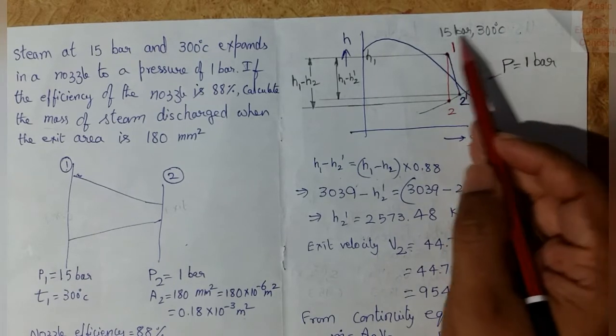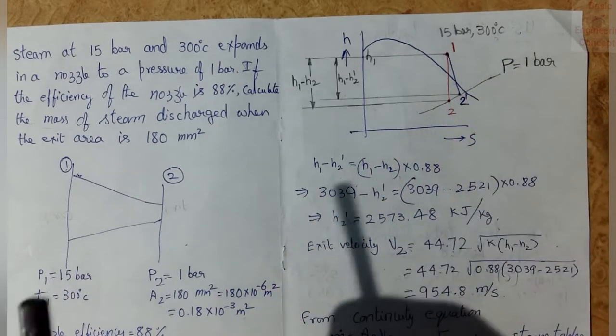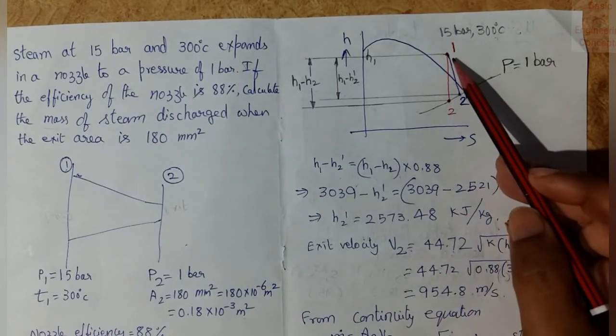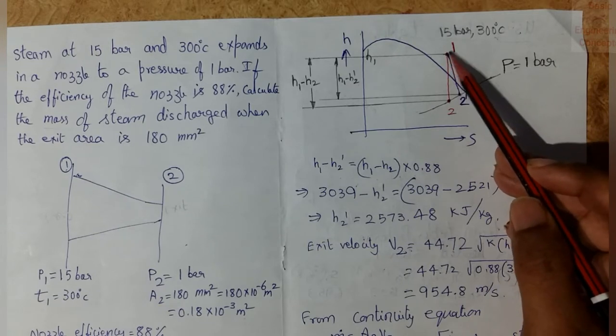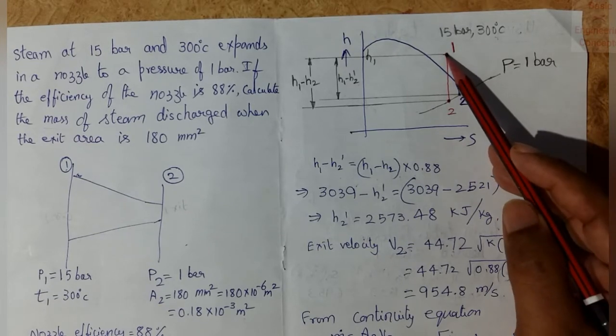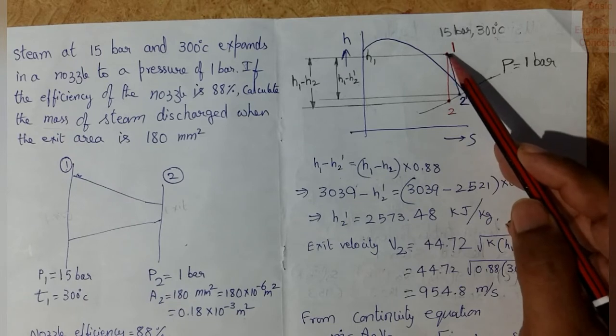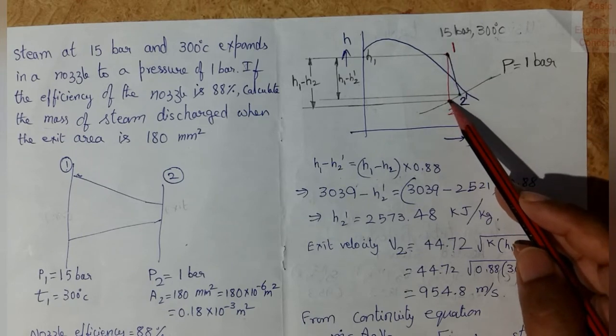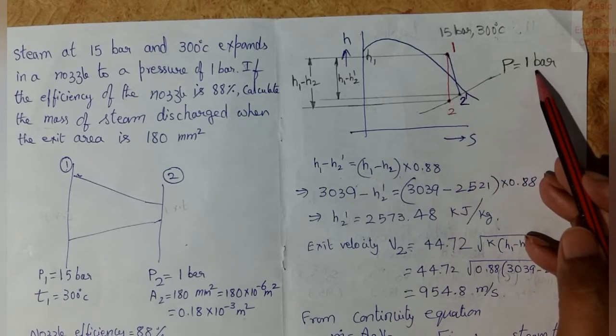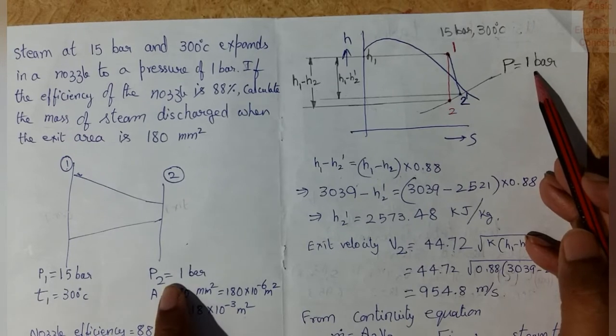This is the superheated region. If you look into the steam tables book, we can find this as superheated steam. So 15 bar and 300 degrees centigrade, point 1, is above the dry saturated region. If you drop down directly to P equal to 1 bar. Why P equal to 1 bar?